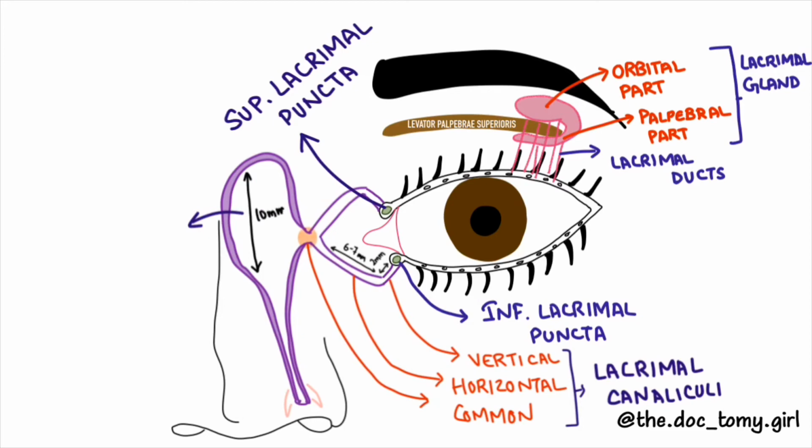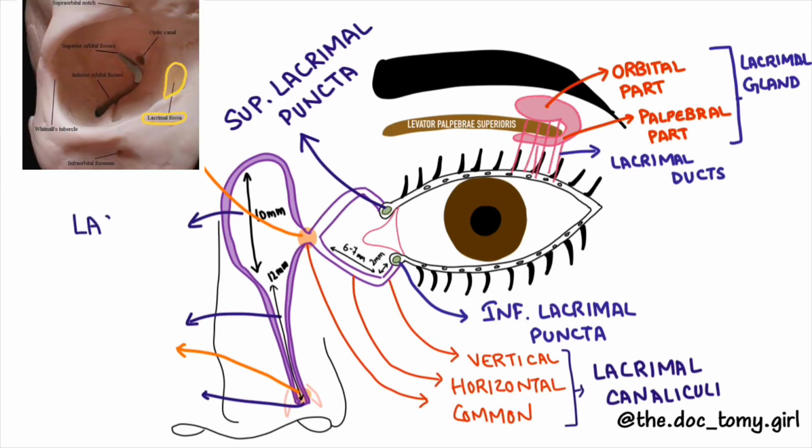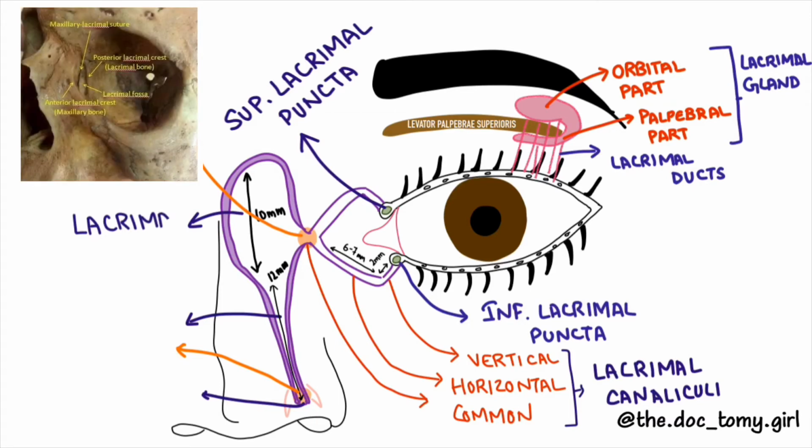A fold of mucosa at this point forms the valve of Rosenmuller, which prevents the reflux of tears. The lacrimal sac lies in the lacrimal fossa located in the anterior part of the medial orbital wall. The lacrimal fossa is formed by the lacrimal bone and the frontal process of maxilla. It is bounded by the anterior and posterior lacrimal crest.